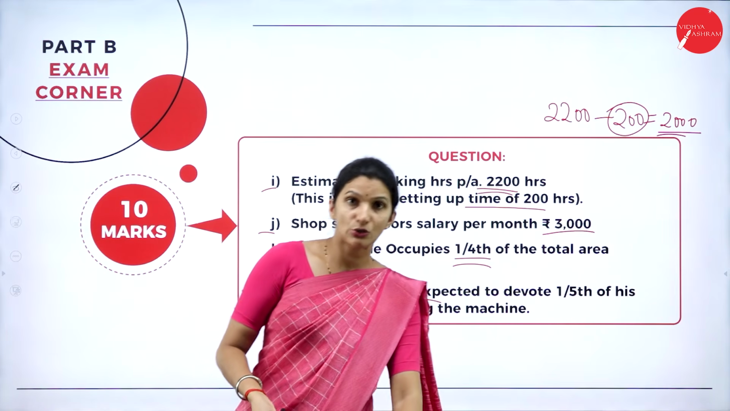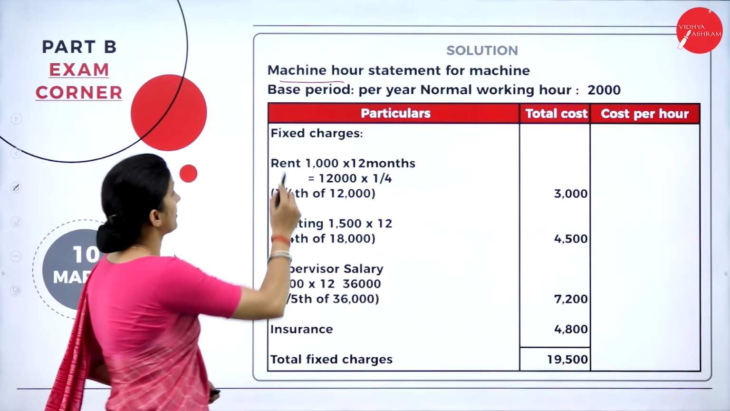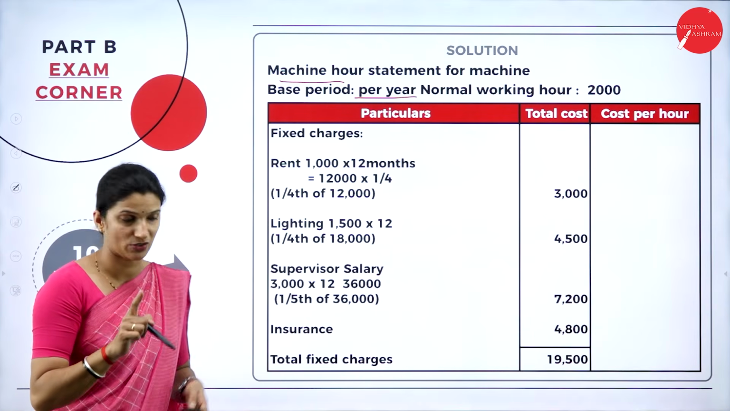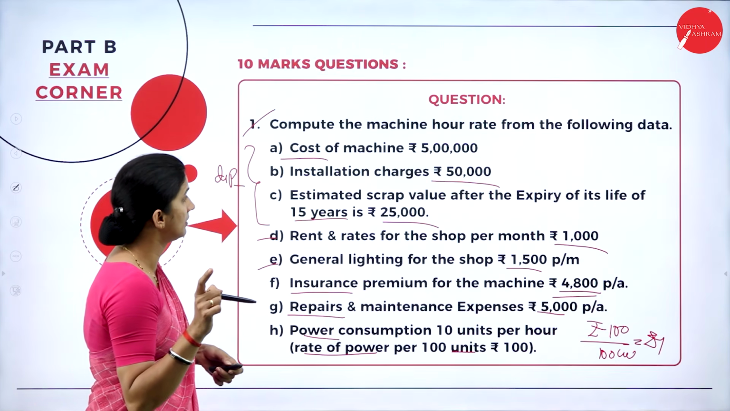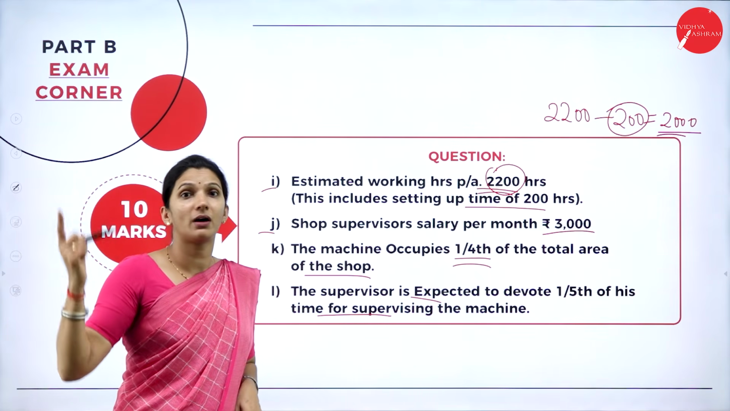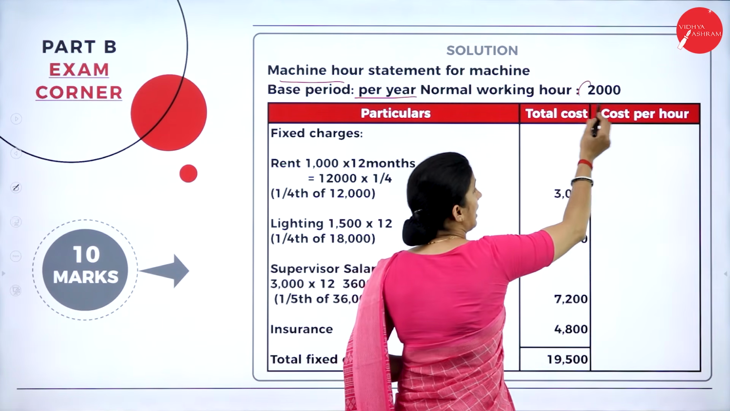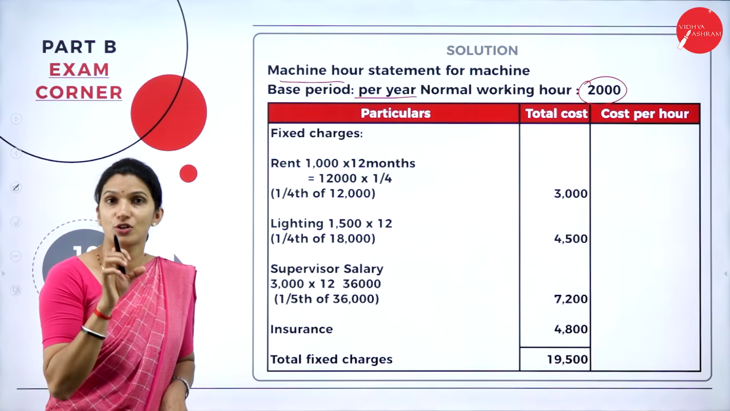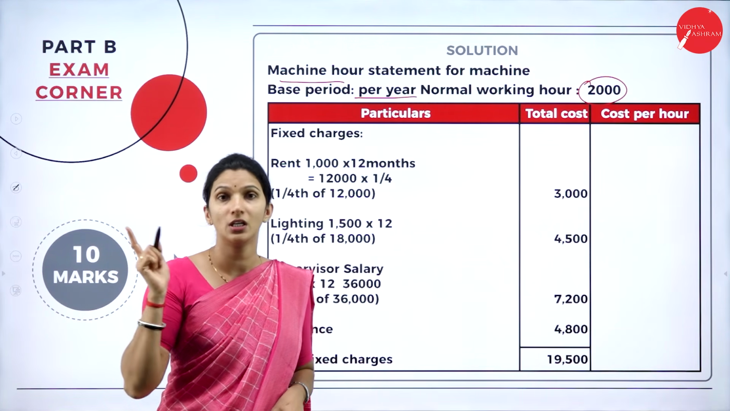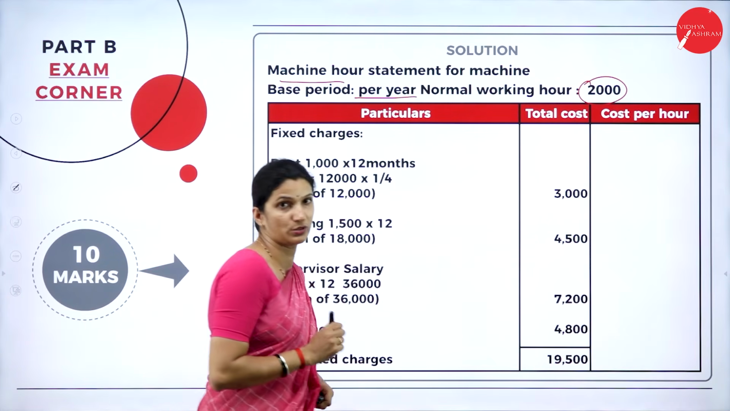So here in the solution part, the machine rate statement for the machine. The base period here is per year. So that means your normal working hours of the machine. See here, the normal working hours of the machine is 2,200 hours per year. So your base period is year, and the total 2,200 is the working hours. In that, 200 hours are spent for setting up, so we'll deduct that 200. So the normal working hours is 2,000.